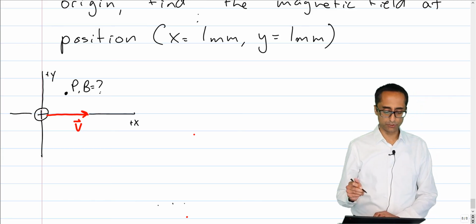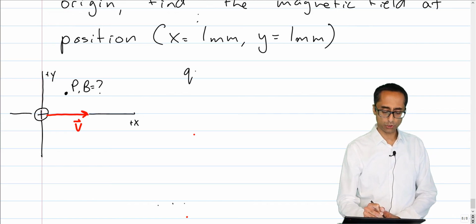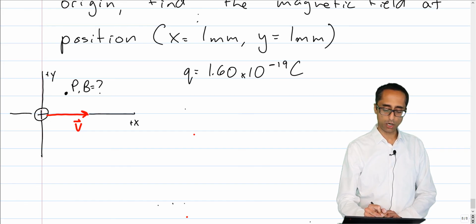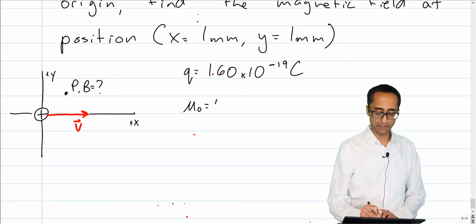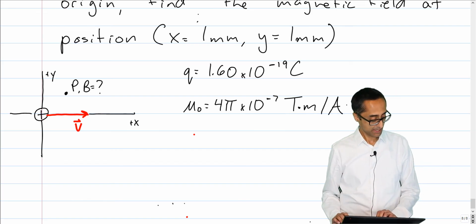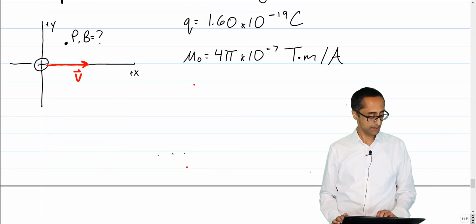All right, so that looks good. A couple of constants we're going to need to solve this. We have a proton. The charge of a proton is positive 1.60 times 10 to the negative 19 coulombs. And we've got our mu naught, which is our permeability. Permeability is 4 pi times 10 to the negative 7. These are SI units, Tesla meters per amp. And that's it. Let's jump in and try to solve this problem.